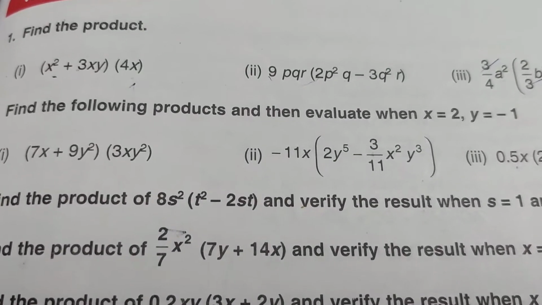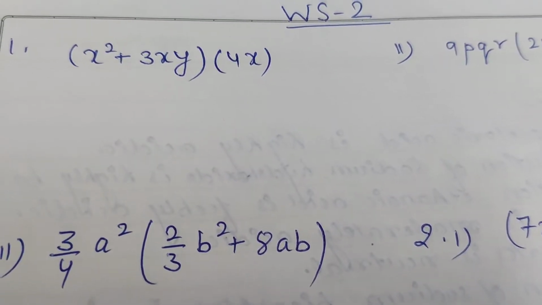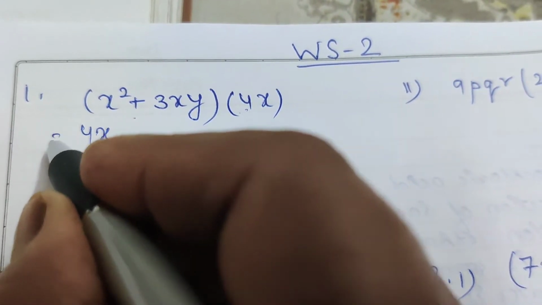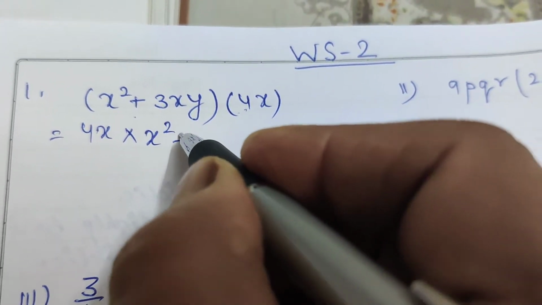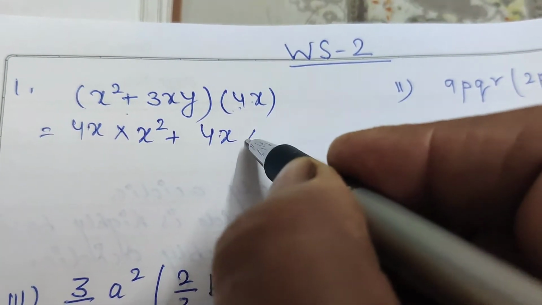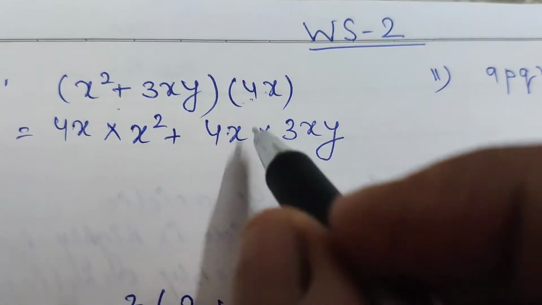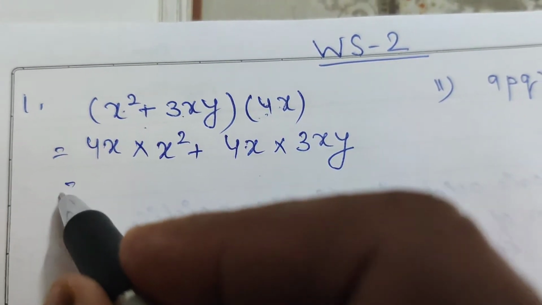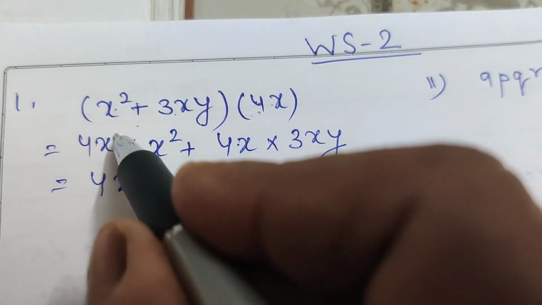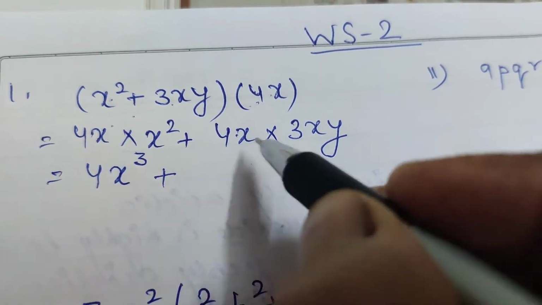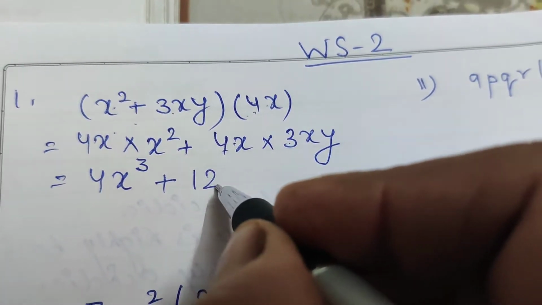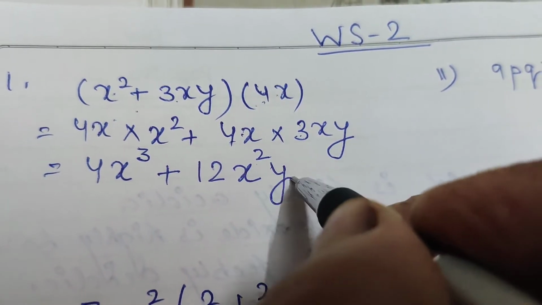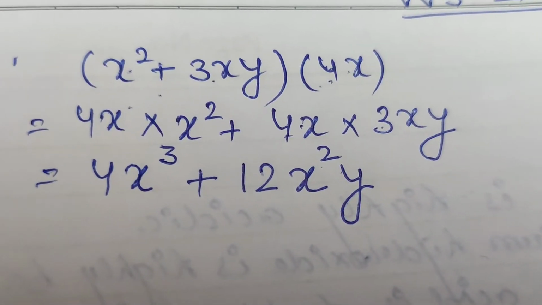Okay, how to do? See this. Now the product of binomial by monomial. First you have to write the monomial and multiply it by the first term, and then the monomial 4x multiplied by the second term. The 4x multiplied by x square and 4x multiplied by 3xy. The answer is 4x: x is 1 plus 2 is 3, and 4 threes are 12. First we have to multiply the numbers and count the powers of x, 1 and 1, 2, and y. This is the answer of the product of monomial by binomial.